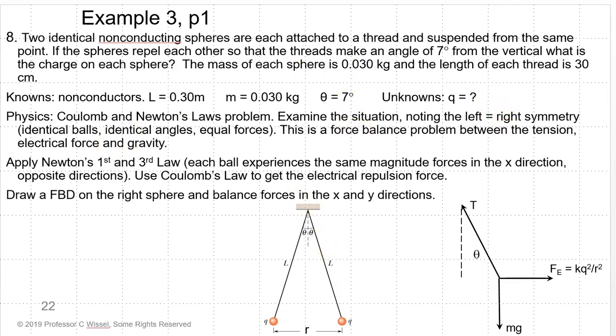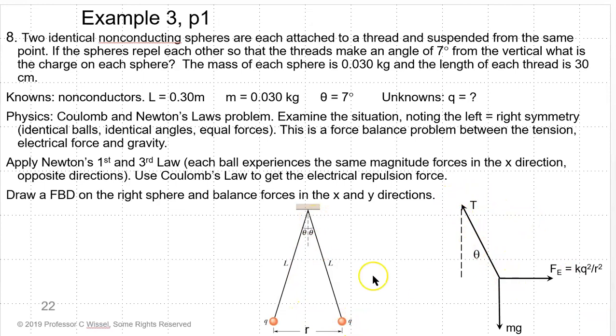We examine the situation. We note that there is a left-right symmetry. That is, identical balls, identical angles, equal forces, equal and opposite. This is a force balance problem between the tension, electrical force, and gravity. So in this case, I'm just going to pick one side. We're going to apply Newton's first and third laws. Each ball experiences the same magnitude of forces in the x direction, in opposite directions. We're going to use Coulomb's law to get the electrical repulsion force between the two charges. And we draw a free body diagram of just one of them because this is a symmetrical situation. We only need to know one half of this.